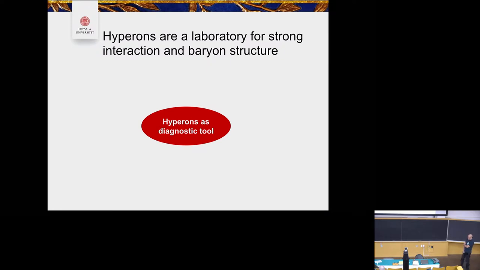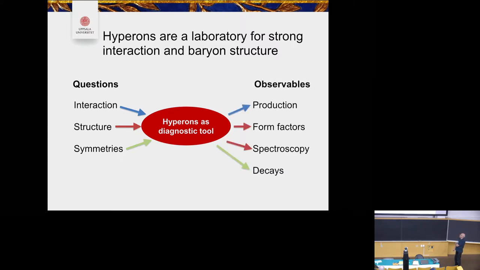Now, I would like to explain to you why I think hyperons are really a good laboratory to study strong interaction physics and also baryon structure. So we use hyperons as diagnostic tools. The questions we ask are, how do they interact? What is their structure? And what symmetries can we investigate? The observables we have are production processes, form factors, spectroscopy, and decay studies.